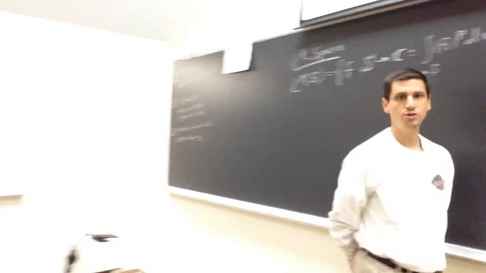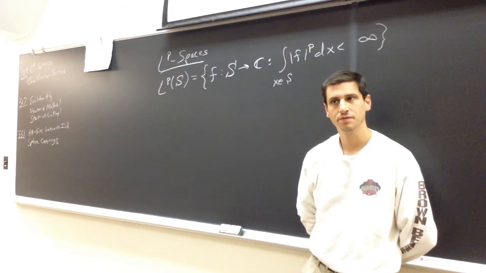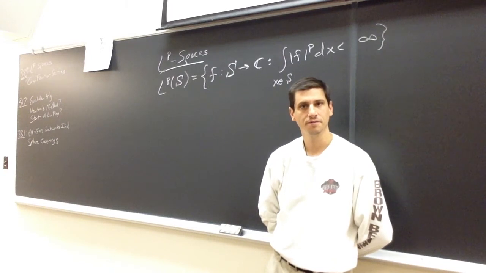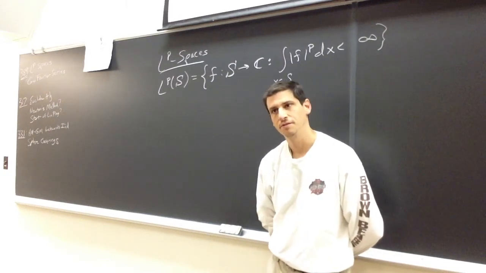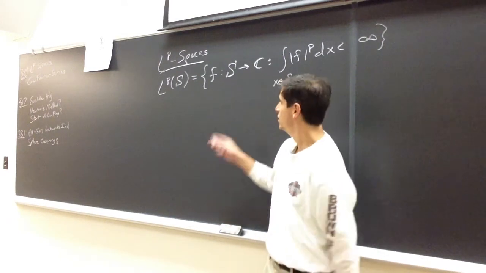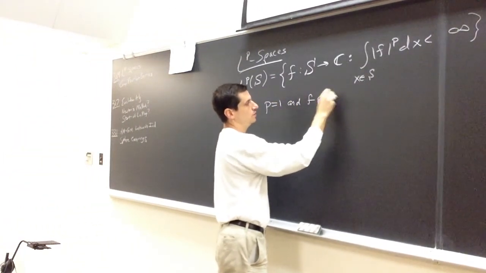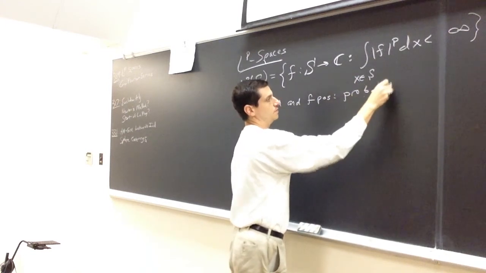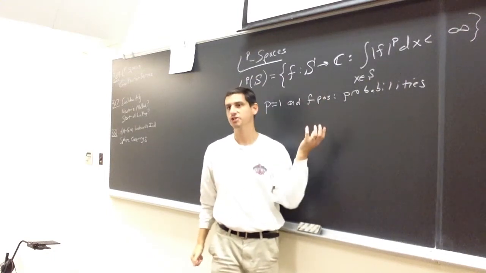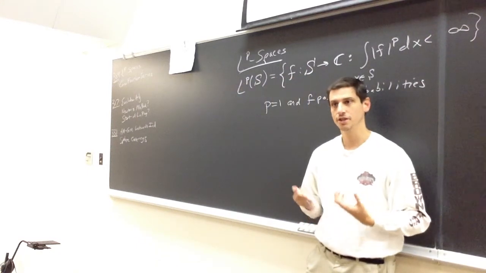Anybody have any thoughts as to what would be good values of p to look at? What would be a good, interesting choice of p? No p value is interesting? This is bad. Come on. Somebody give me a value of p that might be interesting. Yes, 1. p equals 1. So for p equals 1 and f positive, you have probabilities. A lot of analysis textbooks have what's called a dictionary between probability speak and analysis speak. So if p equals 1 and your function is non-negative, things are wonderful.